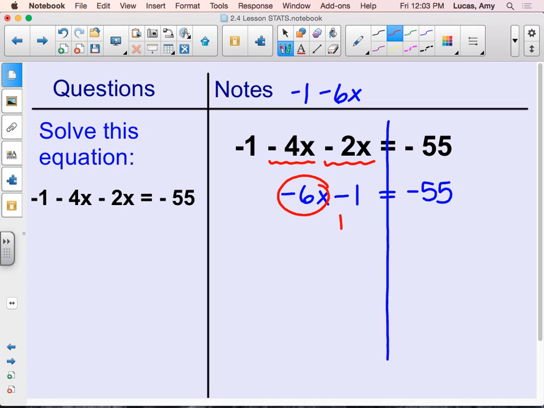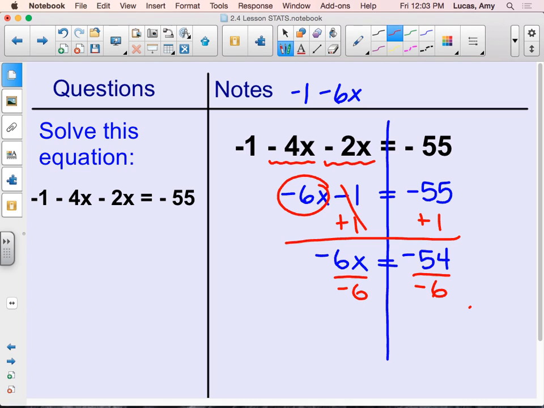Circle my variable part so that I see that I need to add 1 on both sides. So negative 6x equals negative 54. Be careful with those signs. And then divide by negative 6. X equals positive 9.